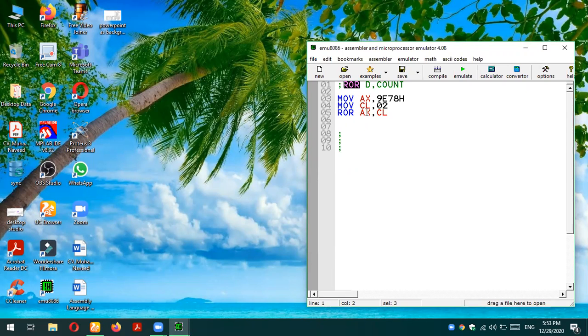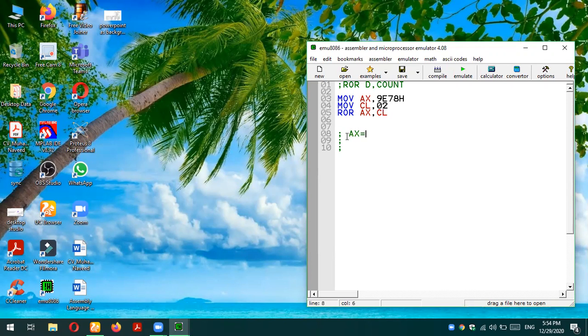Let's take an example program to understand it further. So MOV AX, 9E78. This is the data we are feeding in the AX register. Then MOV CL, 02. That means 02 is fed in the CL register, and then we are rotating the value of the register AX by the count in CL. So ROR AX, CL. The AX value will be rotated right by 2 units because the CL value is 2. Let's test this program manually, and then we will test it in the EMU8086 emulator.